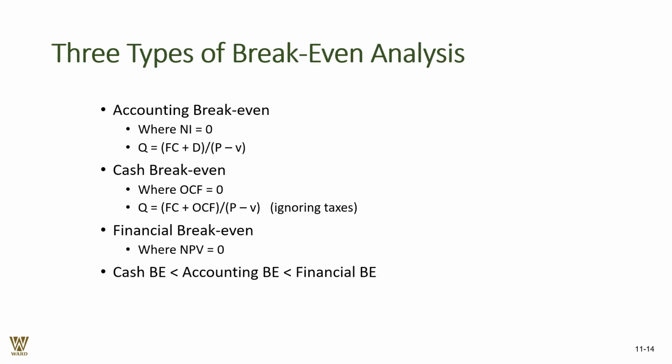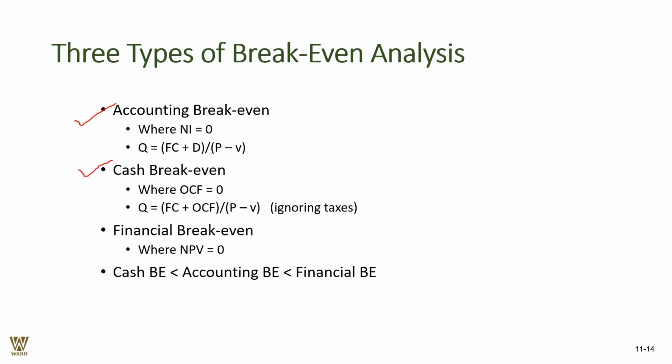Three types of break-even analysis. Accounting break-even is when net income is zero. That means quantity is fixed cost plus depreciation, divided by price minus variable cost. Net income is absolutely zero. Cash break-even is where the organization's cash flow is zero: fixed cost divided by price minus variable cost, ignoring taxes and depreciation, is what we are looking at as cash break-even.